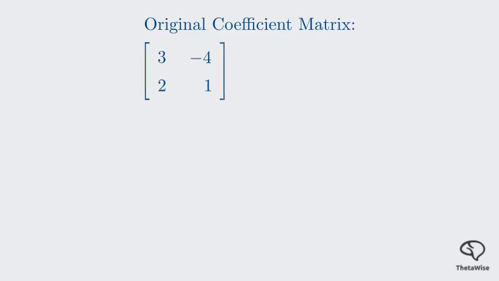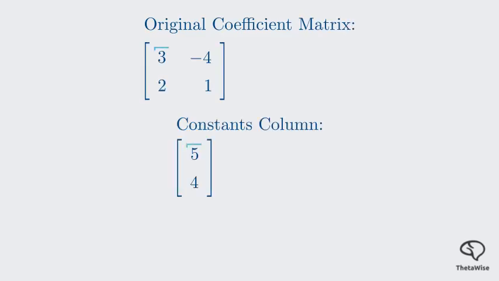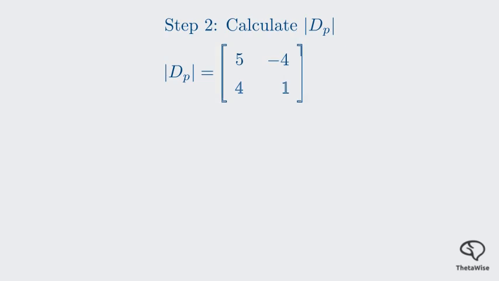To form the matrix for D subscript p, we take the original coefficient matrix and replace its first column, the column of p coefficients, with the column of constants from our equations. The constants are 5 and 4, so we replace the column containing 3 and 2 with the column 5 and 4. The q coefficients, negative 4 and 1, remain the same. So, our determinant D subscript p is the determinant of the matrix with entries 5, negative 4 in the first row and 4, 1 in the second row.